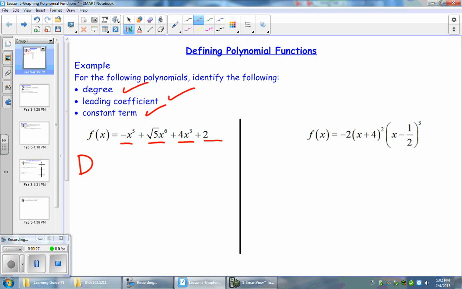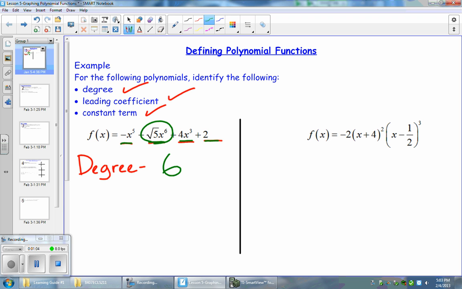So let's start by identifying the degree. The degree of a polynomial function is the highest power of the variable. The variable that we're working with here is the x. So let's go through each term one by one and identify the power of the variable. The first term has a power of 5. The second term has a power of 6. The third term has a power of 3. And the last term doesn't actually have an x, so there is no power for the variable in that case. Therefore, the highest power of the variable belongs to the second term, which has a degree of 6.